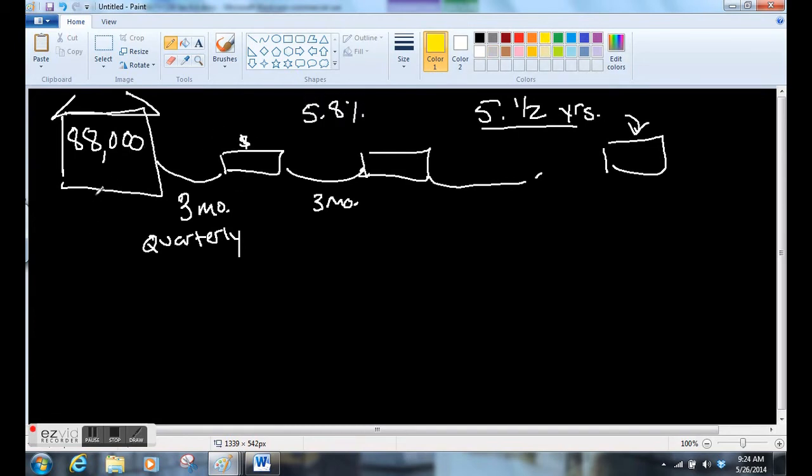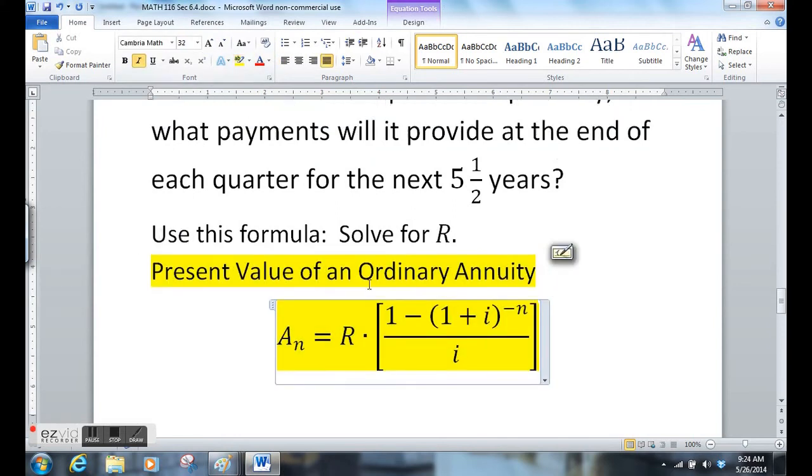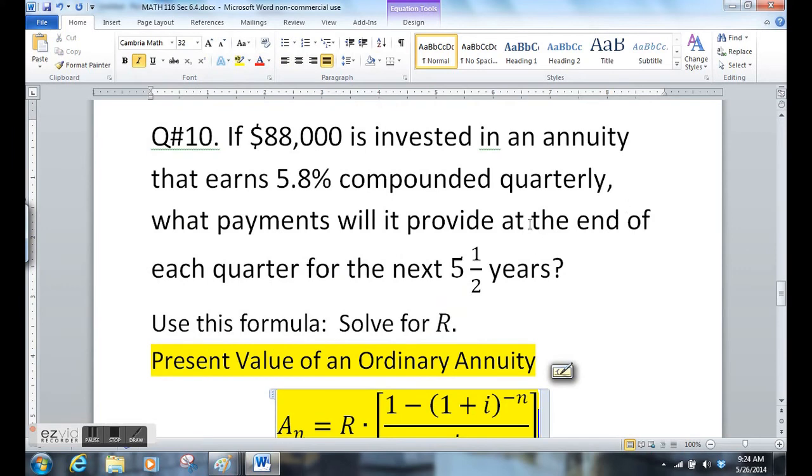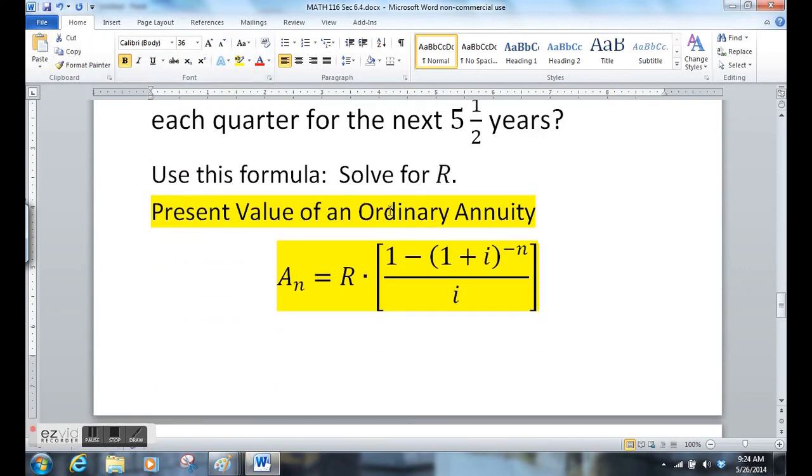So this is similar to the previous situation, but it's a little bit different because now we know how much money we're starting with, but we don't know how much our checks are going to be. So in this situation, you know that Grandma's putting in $88,000, and you're wondering, how much am I going to get every 3 months? So here's the formula. It's the same formula, present value of an ordinary annuity. How do I know it's an ordinary annuity? Look, at the end. I'm trying to highlight at the end. We're not trying to make it super complicated. If it says at the end, it's an ordinary annuity.